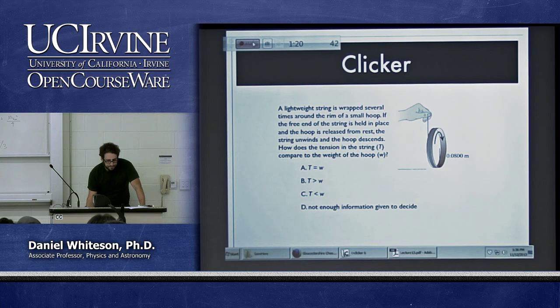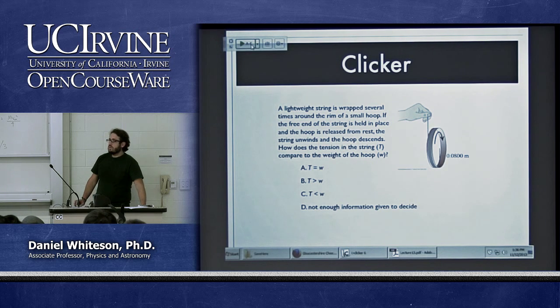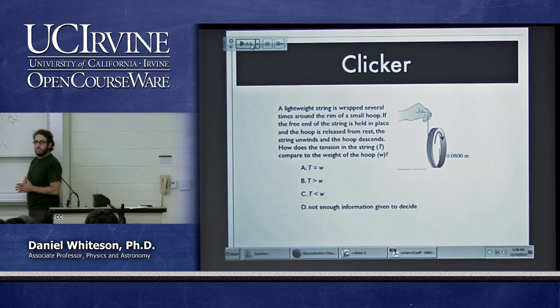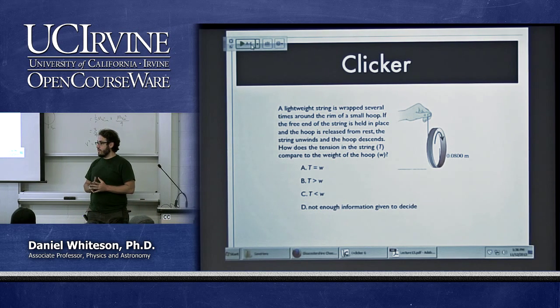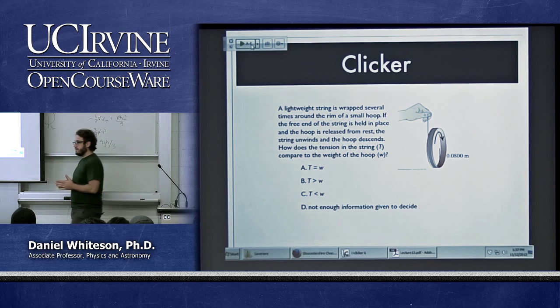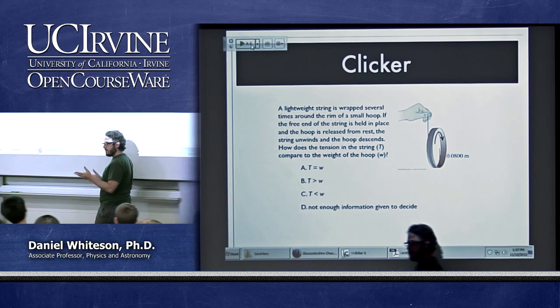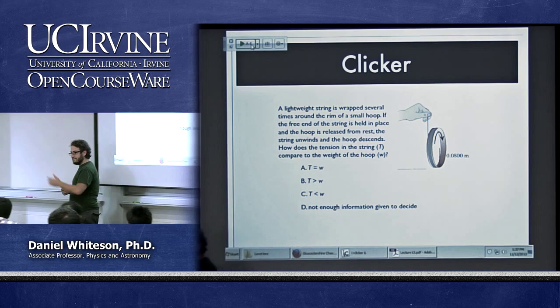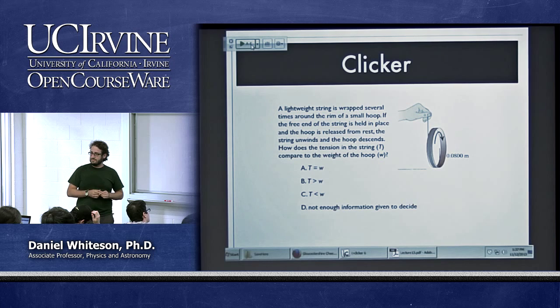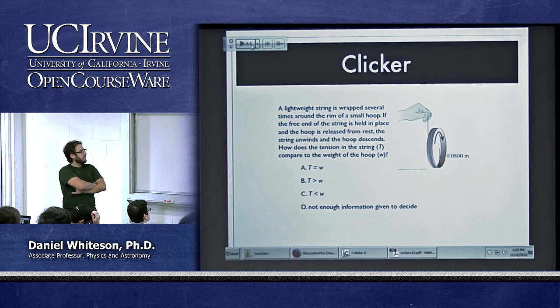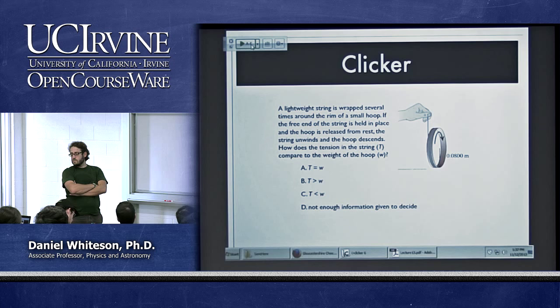Okay, everybody click. So, what do you guys think? Give me an argument for one of the answers. Anyone over here? So I think it's A. Why is that? Because there is no acceleration of the string due to the unwinding of the string.